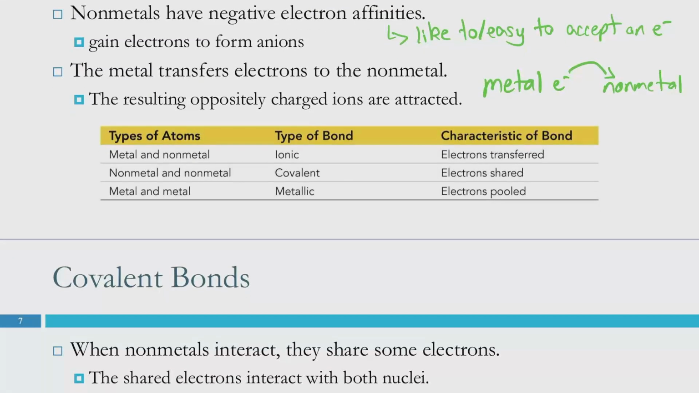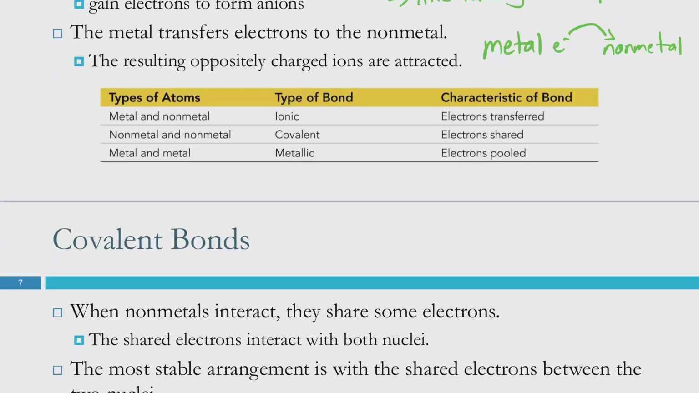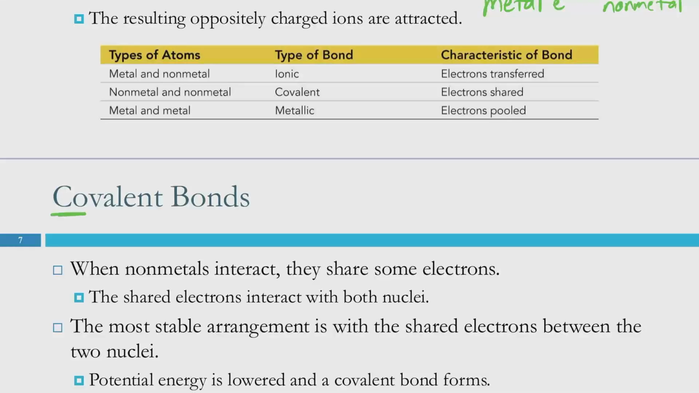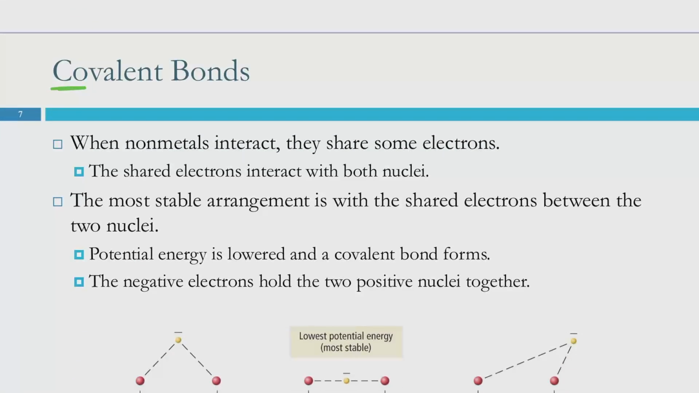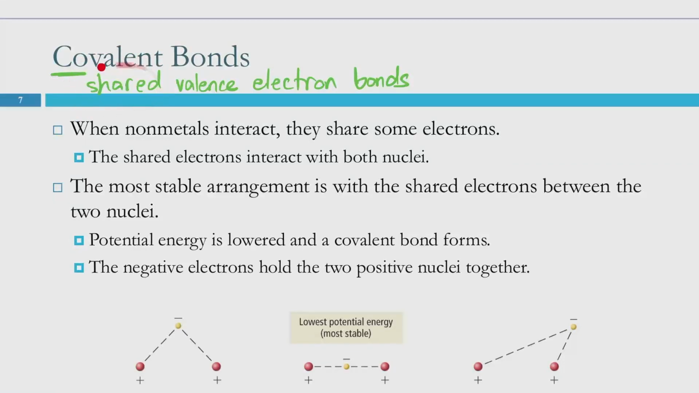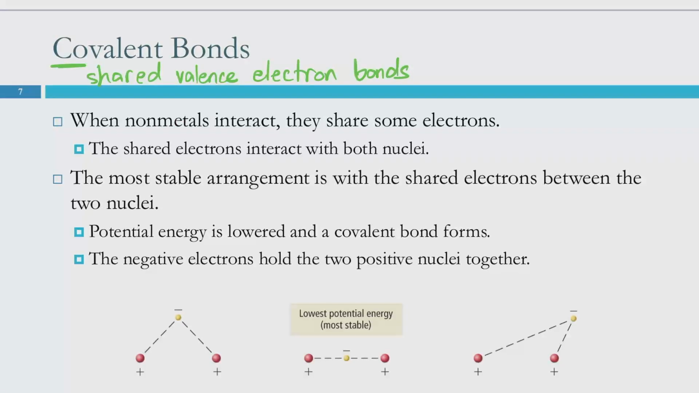We also have covalent bonds. The co, like in cooperative, meaning shared or working together. Covalent bonds are shared valence electron bonds. So rather than transferring an electron, we are sharing electrons. This is when nonmetals typically interact. They're going to share some of their electrons from their outer valence shells.